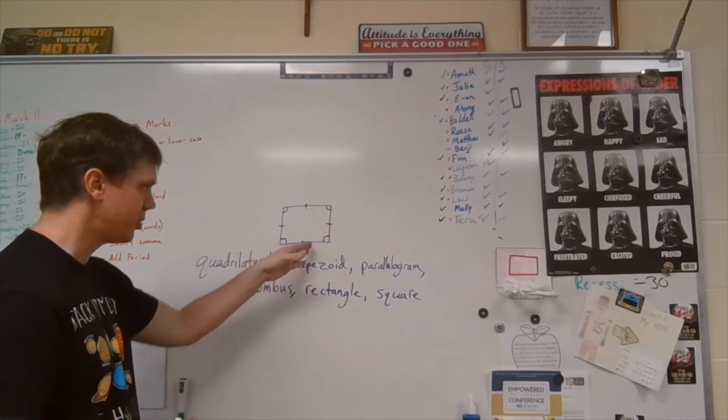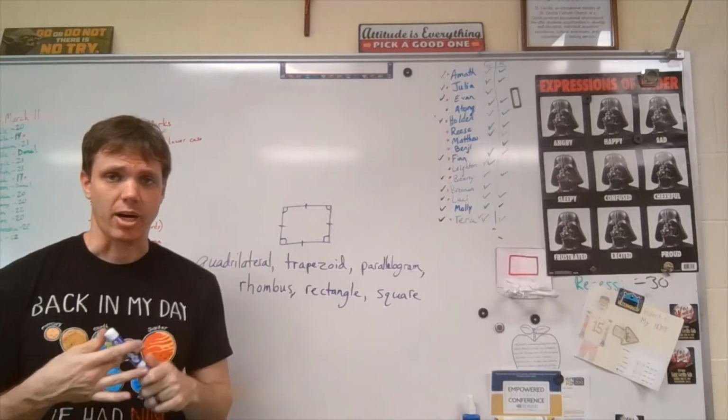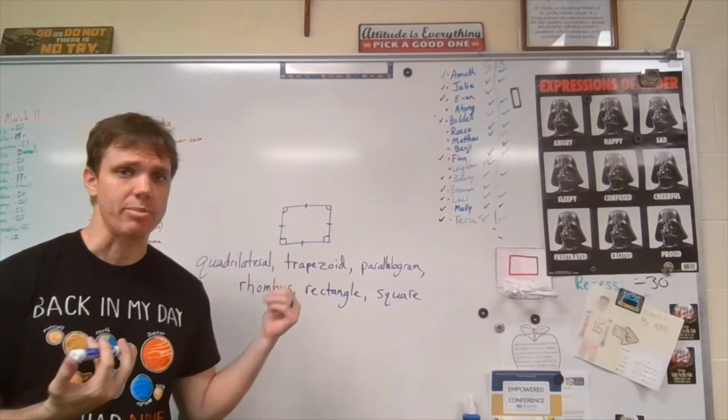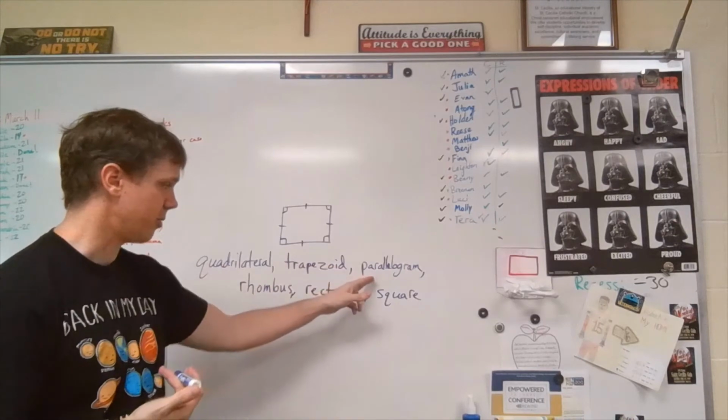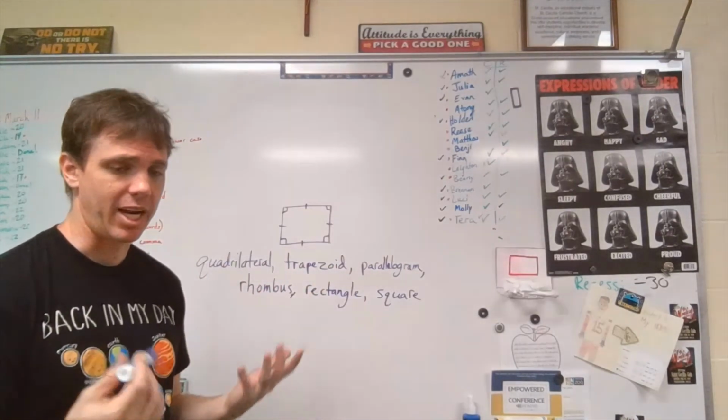If you showed me this shape and you said, what is this shape? And I told you, well, that's a trapezoid. You might say, no, it's not, but it is a trapezoid. It's also a quadrilateral. It's also a parallelogram. It's also a rhombus. It's also a rectangle. And of course, it's a square. It's just kind of how it works.